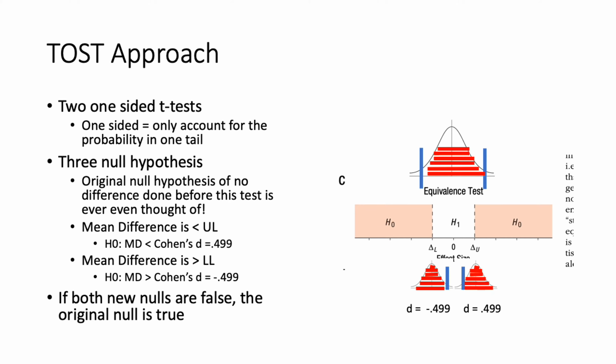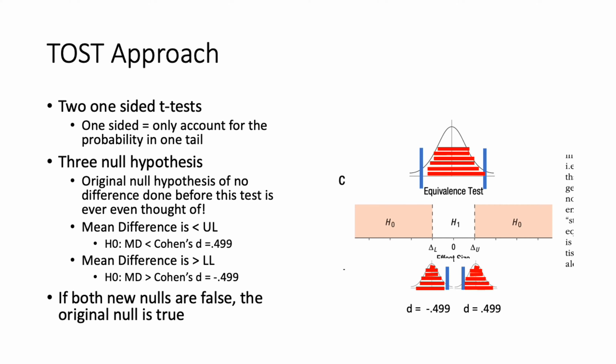If our mean difference falls in the H1 area, we're going to say that we've disproven this null hypothesis that our two means are different, and so the two means are the same. So all I'm saying is if our mean difference falls in that white region, we're going to say those two means are the same.